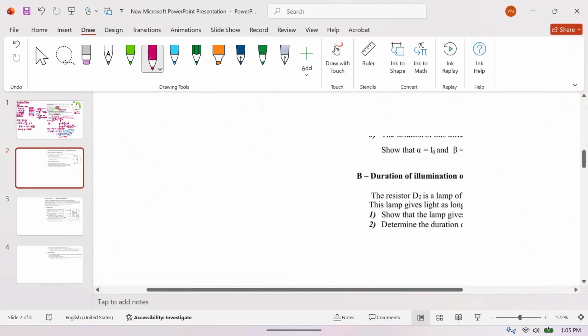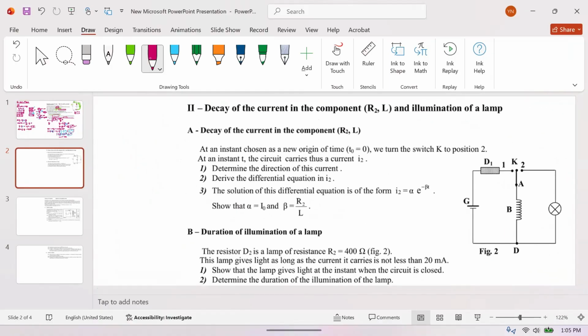Now, in the second part, we have the decay of the current in the component R2L and illumination of a lamp. Now we're placing the double switch on position 2. So we're getting rid of D1 and the generator. We only want the coil and the lamp, which is behaving as a resistor. So at an instant t, the circuit carries a current I2. Determine the direction of this current.